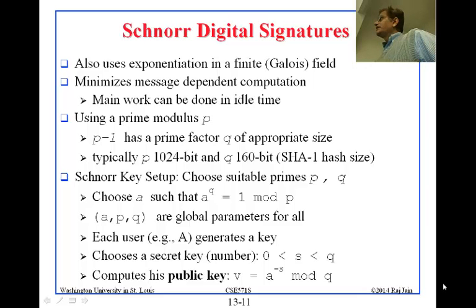Anyway, so P minus 1, Q is a factor. And typically P is 1024 bit, Q is 160 bit, which is the hash size. So you choose P and Q and choose A such that A raised to Q is 1 mod P.